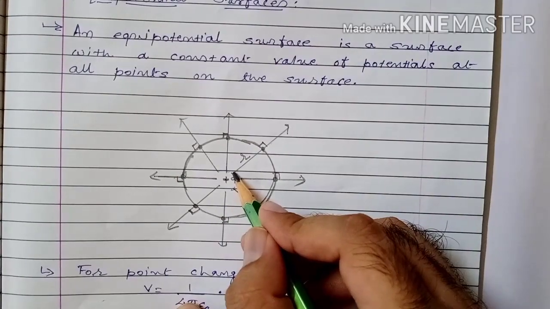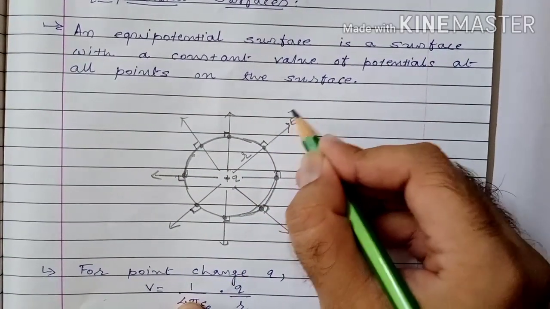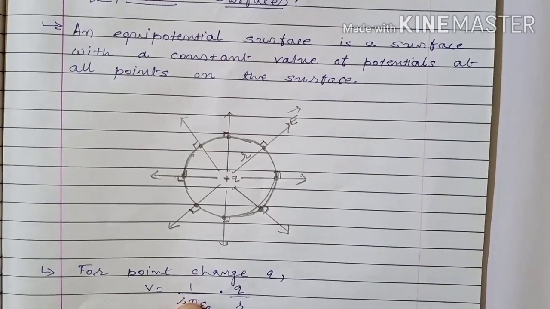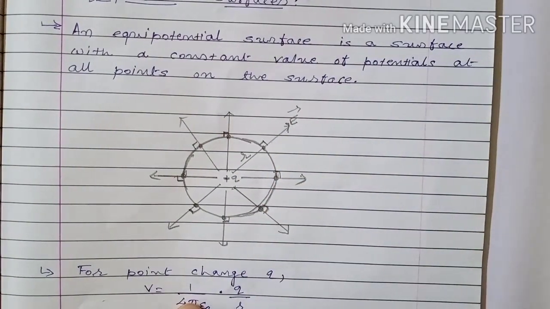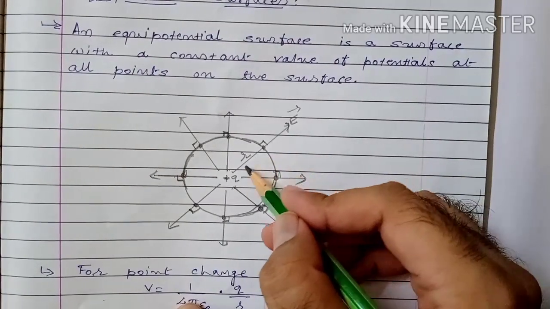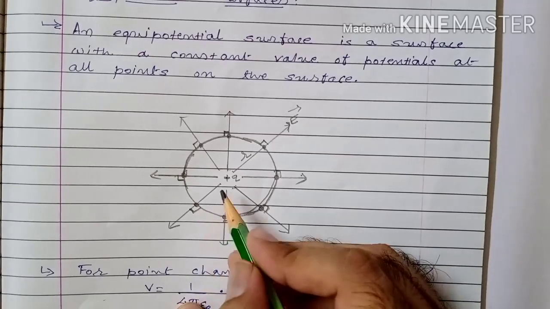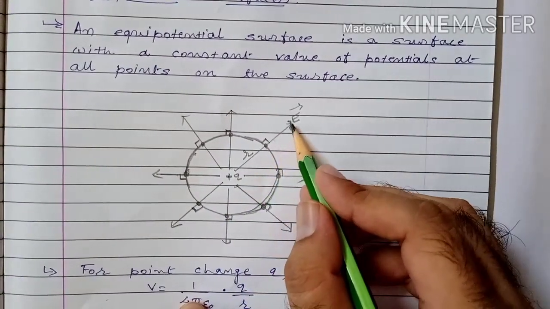We know the direction of the electric field due to a positive charge is going away from the charge. This is the direction of the electric field, that is radial. If we consider a negative charge, then the direction of the electric field will be reversed, towards the negative charge. But here I have considered a positive charge, therefore the direction of the electric field is going away from the charge.